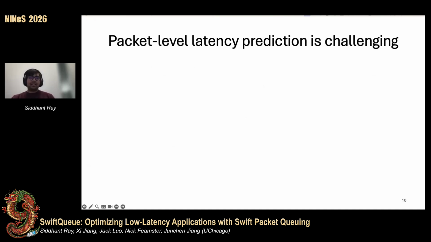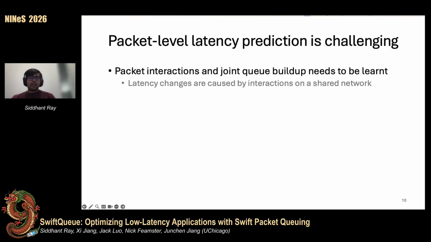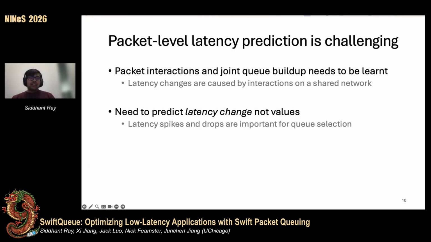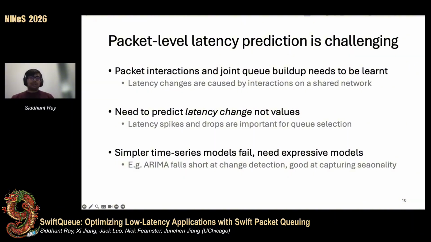However, predicting packet latency is challenging. Packet interactions and joint queue buildup need to be learned, and these latency changes are caused by interactions on a shared network. Additionally, we need to predict latency changes, not values, because latency spikes and drops are what we care about, not the average latency values over the entire trace. Simpler time series models, such as ARIMA models, often fail at this, and we need expressive models to learn these embedded signals.